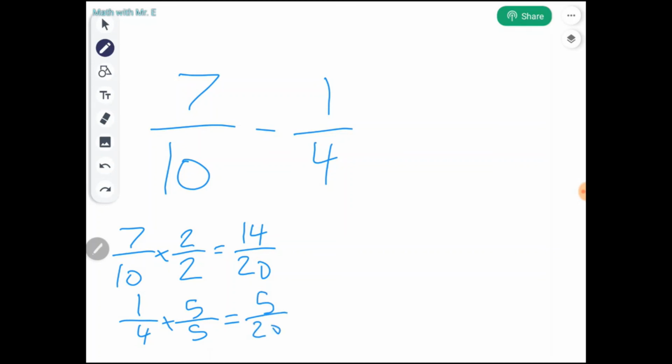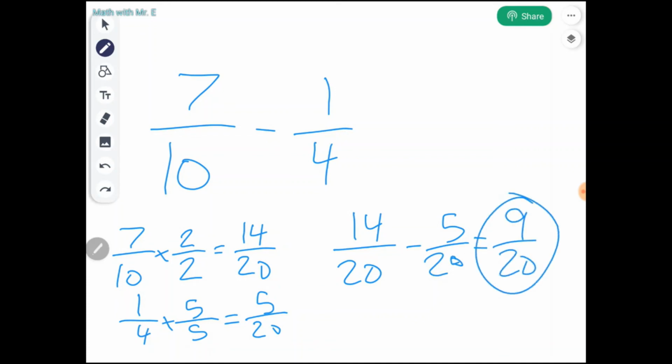Then we can go ahead and take 14/20 and subtract 5/20, and we get 9/20. Okay, and we can always look and make sure our fraction is in simplest form, and 9 and 20 do not have any common factors, so indeed this is in simplest form. So that is how you can subtract fractions.